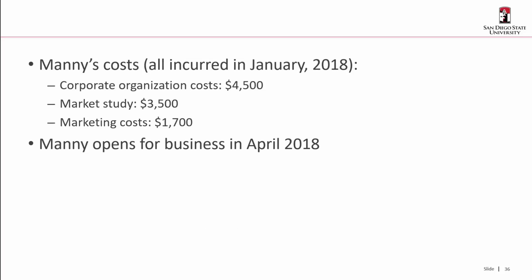So Manny incurs all these costs, let's say in January of '28. So he has corporate organization costs, he pays the lawyer to set up his corp. The market study's $3,500 to go out and get some data, and his graphic designer costs him $1,700 more. But Manny opens for business in April, right? So he gets all that stuff done, and bang, in April he quits his job and opens for business, right?